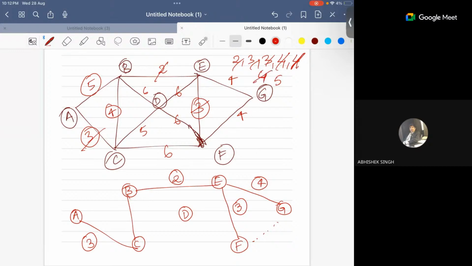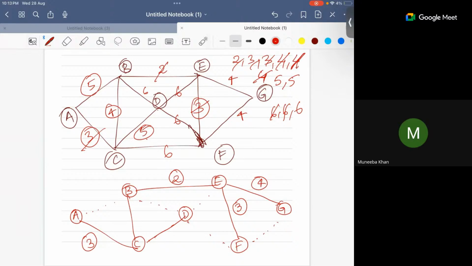Now 5. How many 5s are there? 2, right? You can't take this one because it will form a cycle. The next 5, this one, you can take. So you make this. Now the next part is 6, 6, 6. If you take BD, it will make a cycle, so you can't take it. The next is DE. This also makes a cycle, so you can't take it. The next, DF, you also can't take. It will make a cycle.